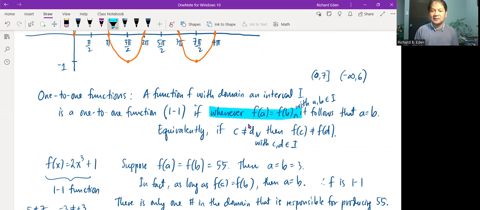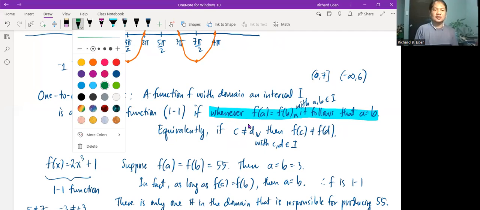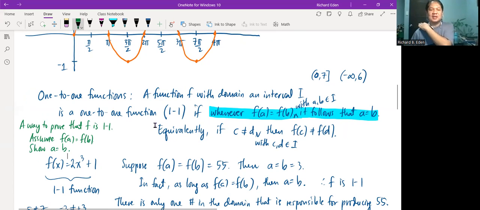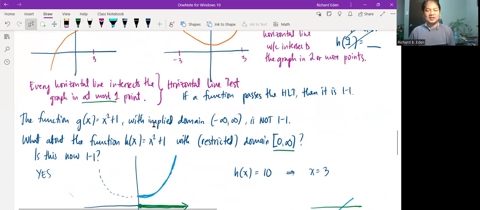If f of a equals f of b, we must be able to show that a equals b. Okay? If it follows that a equals b, then f is 1-to-1. All right. So a way to prove that f is 1-to-1: assume f of a equals f of b, and then prove or show that a must be equal to b. All right, in accordance with what I highlighted. So kumbaga, if you assume that there are two letters responsible for the same point in the range, then you show that they must be the same thing. They must have the same value, these two letters.